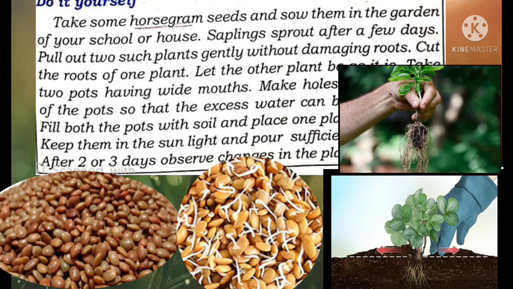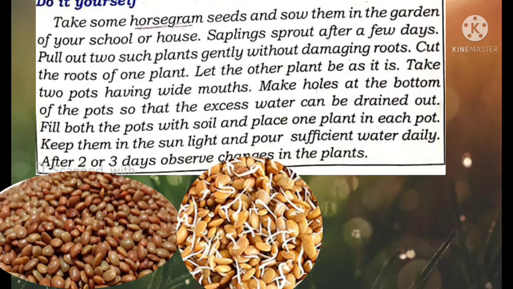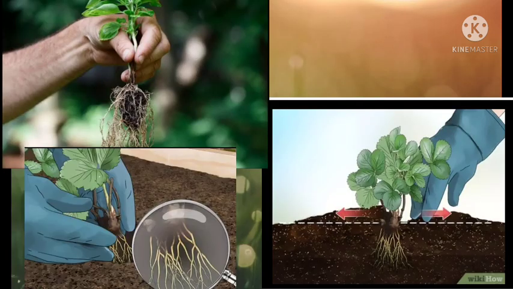Take two pots having wide mouths. Make holes at the bottom of the pots so that the excess water can be drained out. Fill both the pots with soil and place one plant in each pot. Keep them in the sunlight and pour sufficient water daily. After 2 or 3 days, observe changes in the plants.